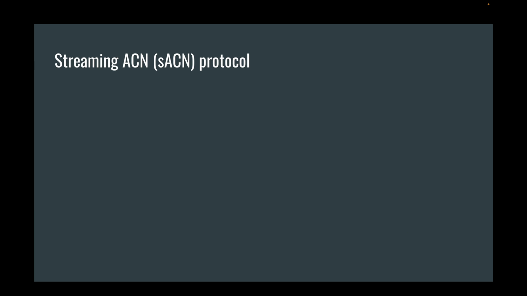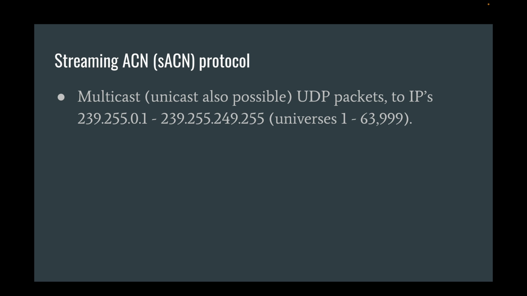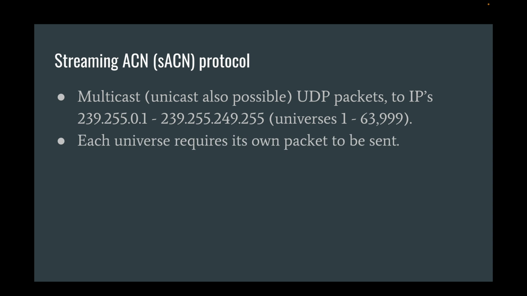So, like I said, we're going to use the streaming ACN protocol. It is a multicast protocol. You can also do unicast, but multicast is the default. You're sending UDP packets, which means that they are packets that can theoretically go out of order or get lost, and the receiving thing just says, that's cool, I'm going to move on to the next thing. The IP addresses are very specific for it, and you see those on the screen there. They represent universes 1 through 63,999. So those ranges are specifically the listening addresses of the machines that are going to receive those DMX signals.